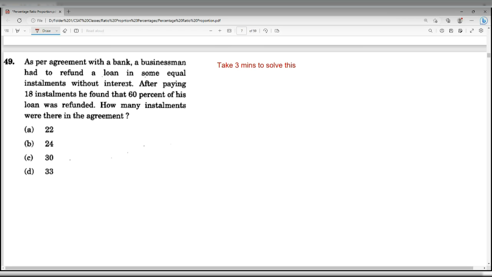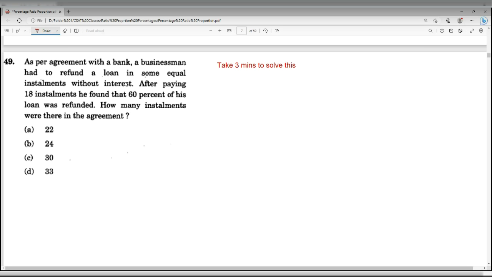As per the agreement with the bank, a businessman had to refund a loan in some equal installments without interest. After paying 18 installments, he found that 60% of his loan was refunded. How many installments were there? So they're asking what was the total number of installments that were initially there.